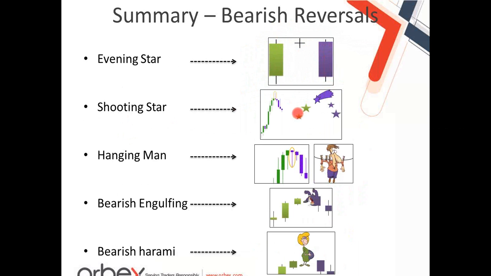Then we have the shooting star, which is the opposite of what was it that we had? The hammer, right? It is the opposite of the hammer. It oftentimes happens at a key resistance level. The market is going up.